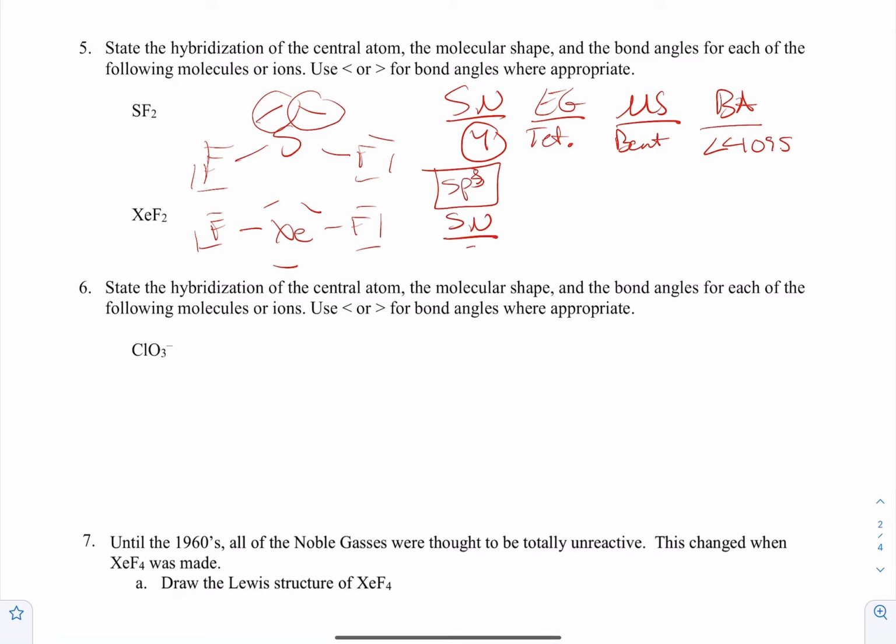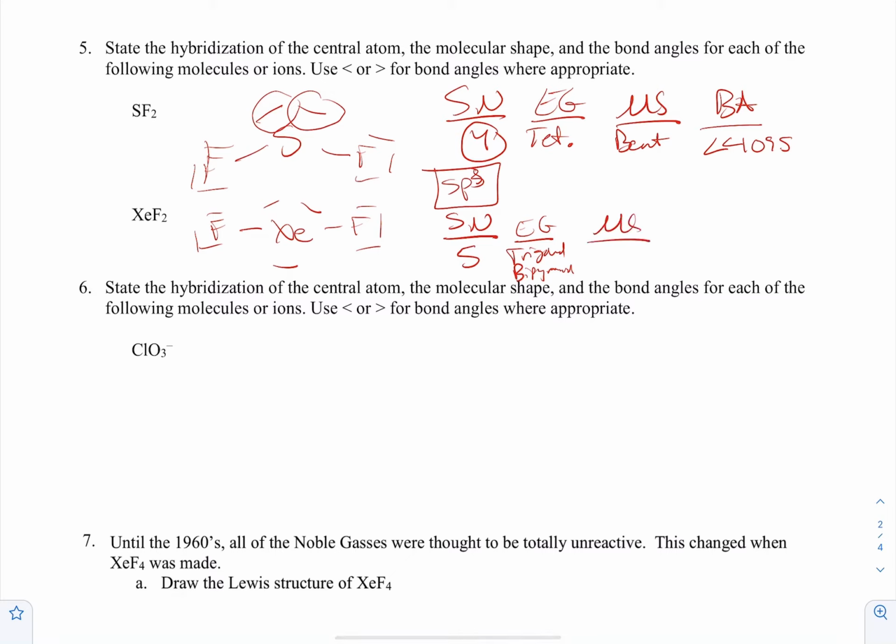The steric number here is 5. So the electron geometry should be trigonal, this is called trigonal bipyramidal. Because if I have the center atom here, it has that equatorial plane, so right here and here. So it's got bonds going like in a triangle here. And it kind of looks like a triangular pyramid on top of another triangular pyramid, kind of like that. So that's why they call it trigonal bipyramidal.